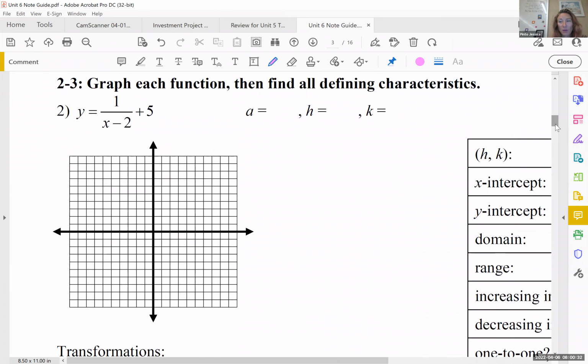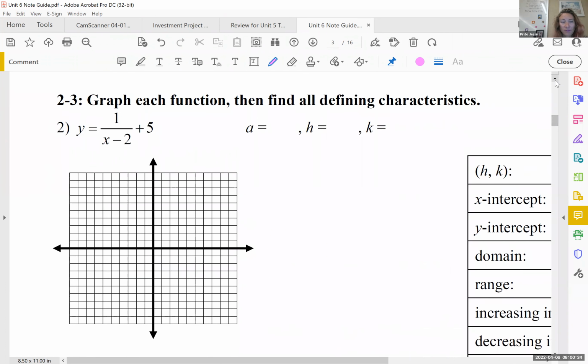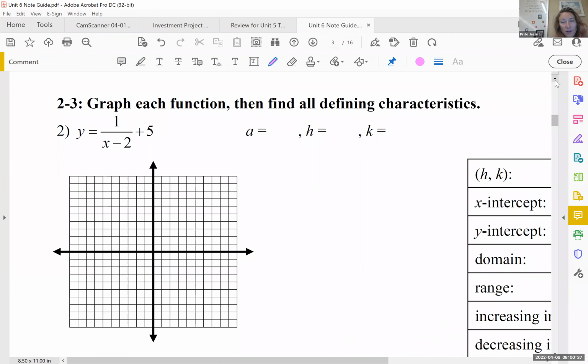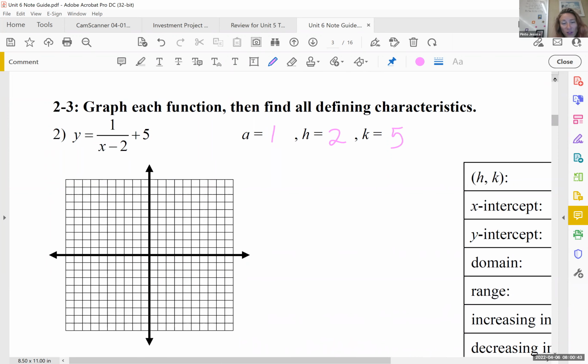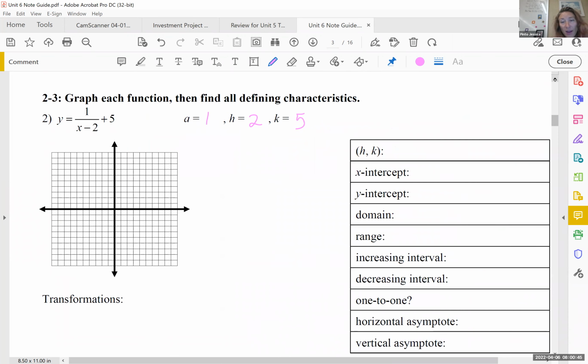So we're going to start here. We're going to identify A, H, and K. So A is 1. H is, we switch it, 2. K is 5. And so the first thing we need to do here is identify HK as an ordered pair. That's 2, 5. And now we sketch the asymptotes.